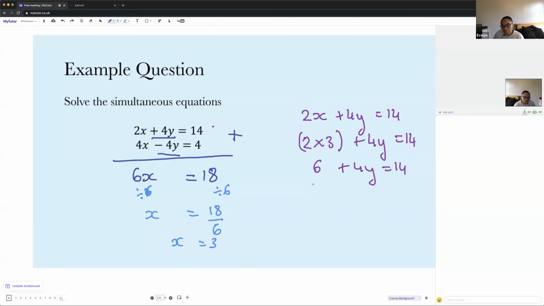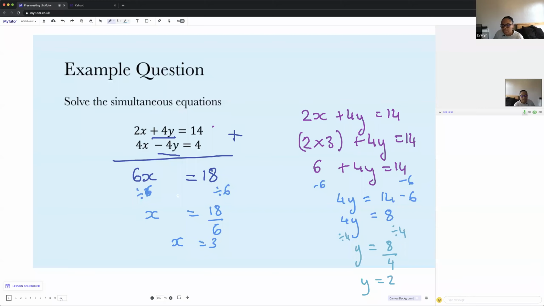So I'm going to get rid of the 6. So adding 6, the opposite is subtracting 6 on both sides. So I've got 4y equals 14 minus 6. So 4y equals 14 minus 6, which is 8. And then I'm going to get rid of that 4. So I'm going to divide both sides by 4. So dividing both sides by 4, you get y equals 8 divided by 4, which is equal to 2.